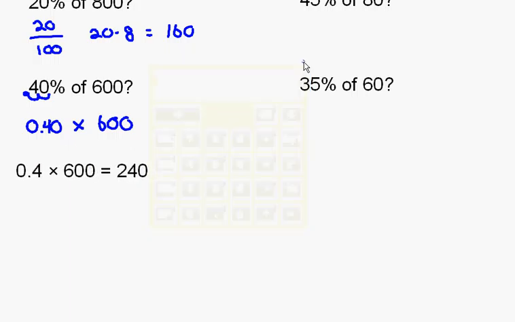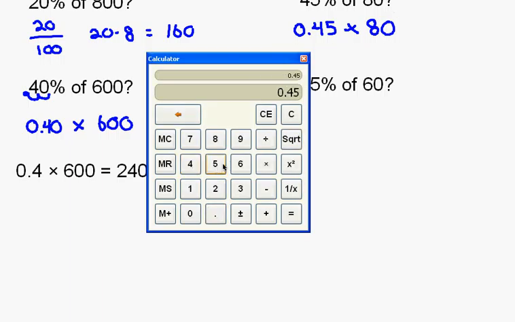There you go. 40% of 600 is 240. So on this one, over here, I'll just change the 45% to 0.45, multiply it by 80, 0.45 times 80 equals, there's my answer.